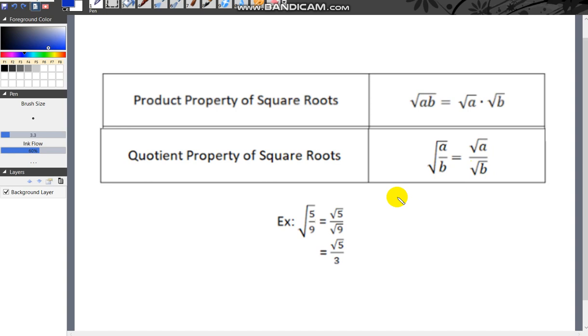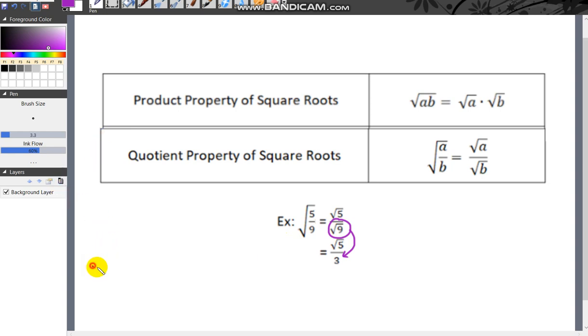An example here is something like, if you have the square root of 5 over 9, that's the same thing as the square root of 5 divided by the square root of 9, and that equals the square root of 5 divided by 3. If you didn't see this here, the square root of 9 is the same as 3. In most cases I probably won't give you a nice square root, but let's say you didn't realize that the square root of 9 is 3.